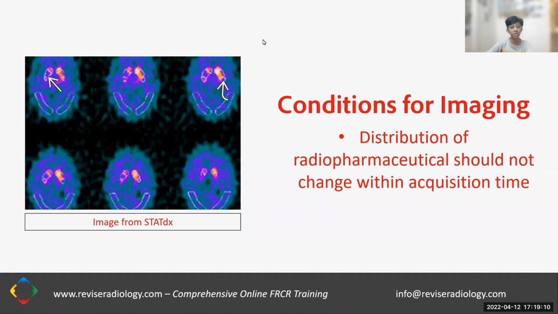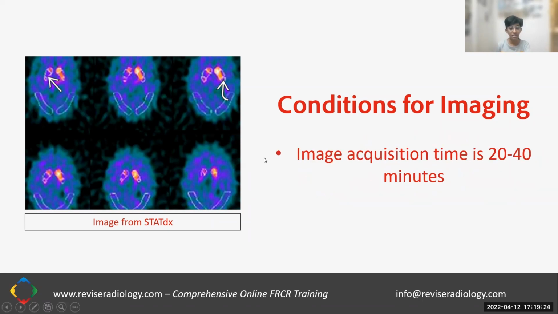So one important condition to get these images is that you have to know how the radiopharmaceutical is getting distributed within the organ of interest within the examination time. So you have to be able to correlate those two things. Usually for these kinds of examinations, the image acquisition time is 20 to 40 minutes. So if you're aware of what kind of processes are affecting the radiopharmaceutical distribution, you just need to think about the time period of those processes versus the image acquisition time of the imaging.